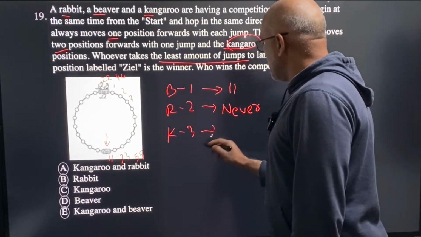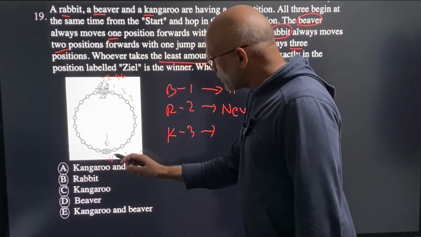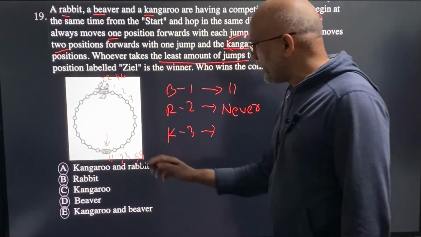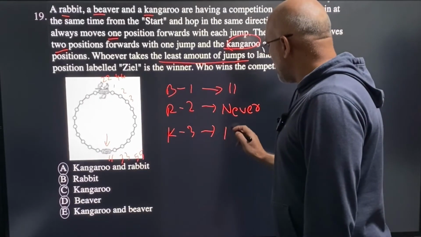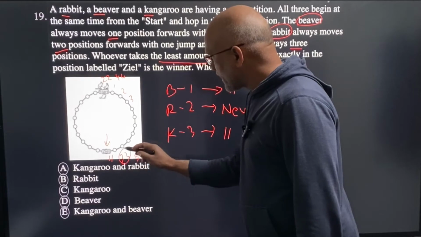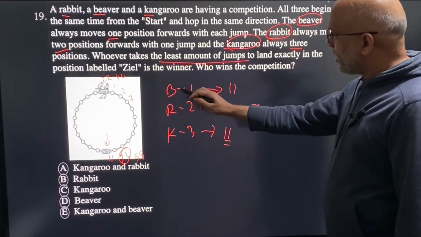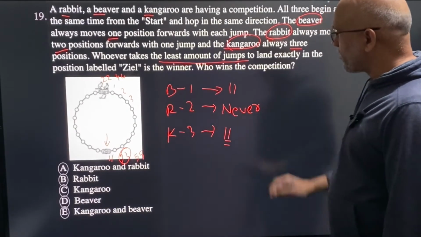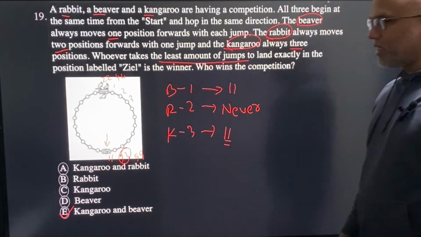All right. Kangaroo jumps 3 at a time. All right. So the first time around, it is going to miss this position because 11 is not divisible by 3. The next time around, it is 33. So 33 by 3 is 11. So it will require 11 jumps to reach here in the second time around. But it will need 11 jumps, right? So both beaver and kangaroo are needing 11 jumps. Rabbit is never reaching there. So beaver and kangaroo, they are going to win the race.